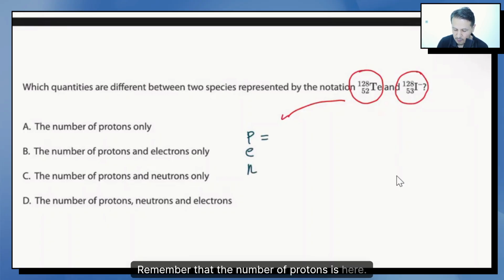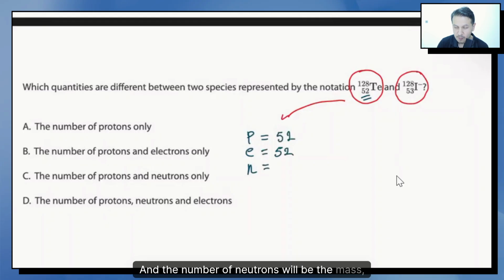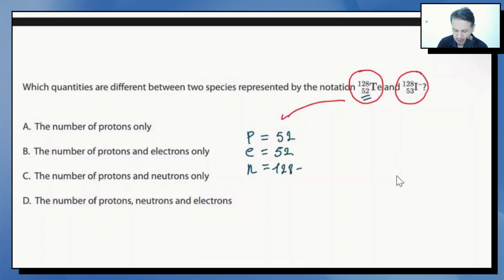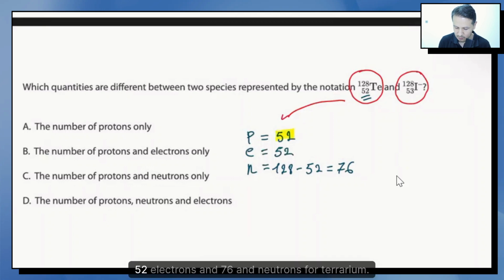Remember that the number of protons is here. So this is 52, the number of protons. The number of electrons, in that case, because tellurium is a neutral atom, will have the same quantity of electrons as protons in order to be neutral. So the number of electrons will be 52 as well. And the number of neutrons will be the atomic mass minus the number of protons. In that case it will be 128 minus 52. Let's do it in the calculator. 128 minus 52, and we got 76 neutrons. I will highlight them: 52 electrons and 76 neutrons for tellurium.